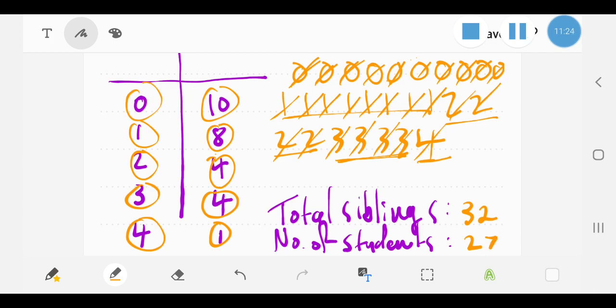So now we have our two values that we need to calculate the mean or the average. We have the total number of siblings and we have the total number of students. We're going to do 32 divided by 27. But that was a very, very roundabout way of doing things. We have a much cleverer way that we can do this if we just use the frequency table a little bit more cleverly. So let's take a look.